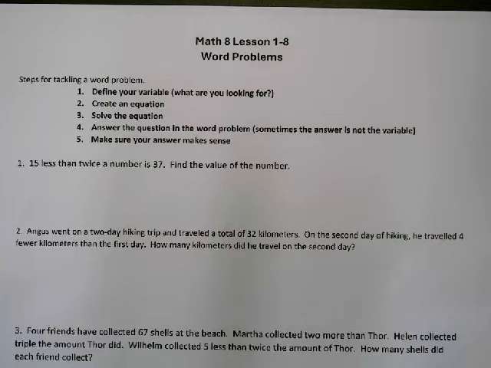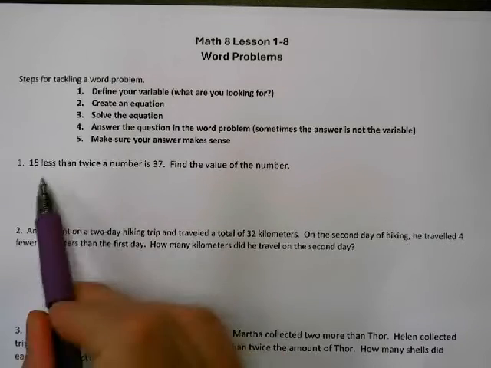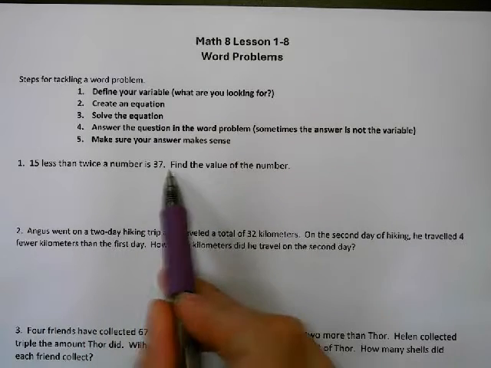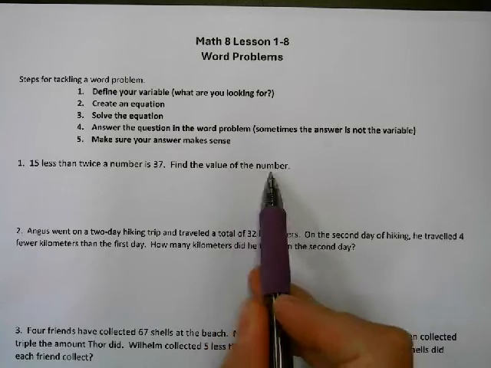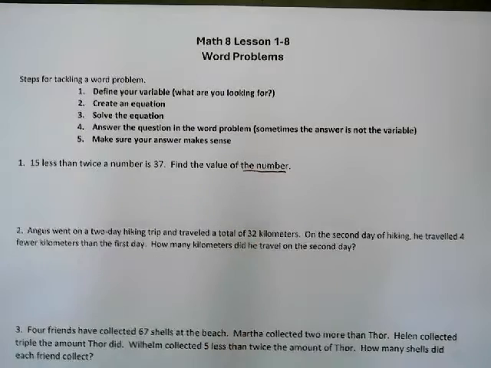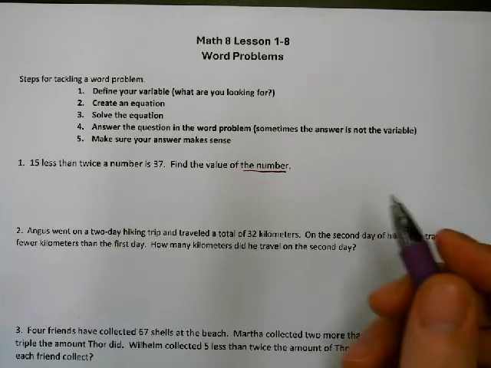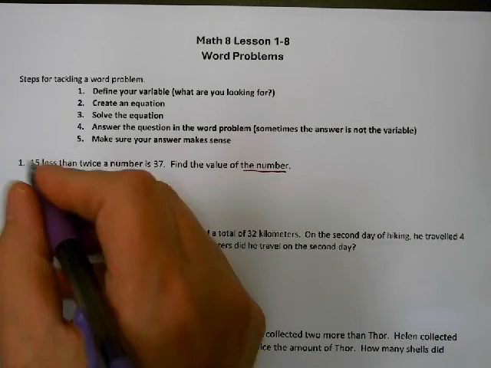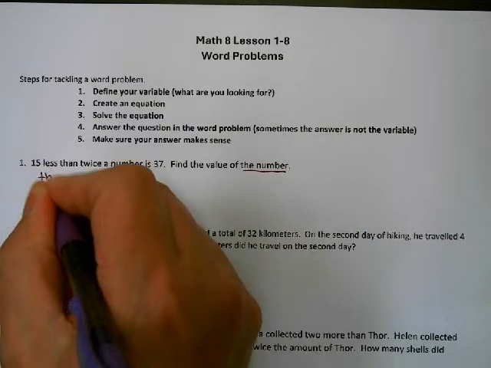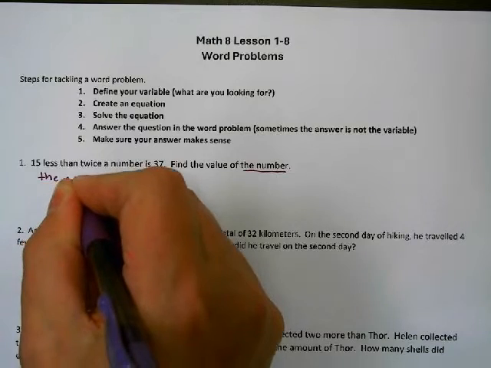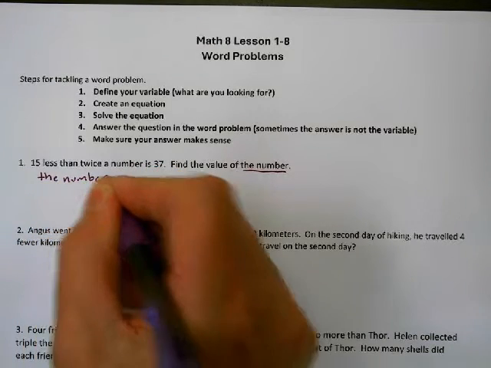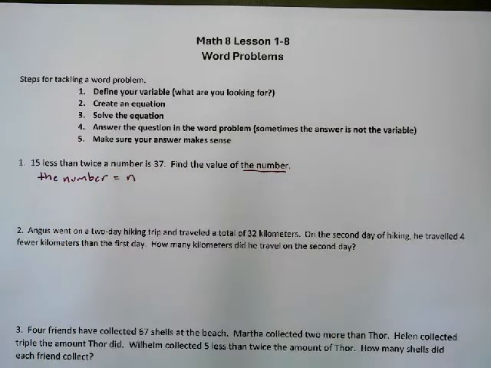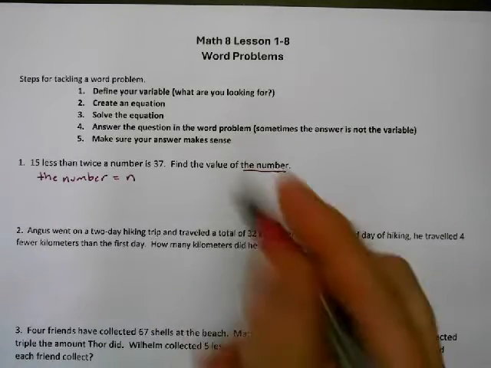All right, so here we go. We're going to define our variable here. 15 less than twice the number is 37. Find the value of the number. I'm looking for the number. So that needs to be my variable. I'm going to define that variable. Let's call the number n. So I'm going to say the number is going to be n. That's the number that I want. So that's my variable.